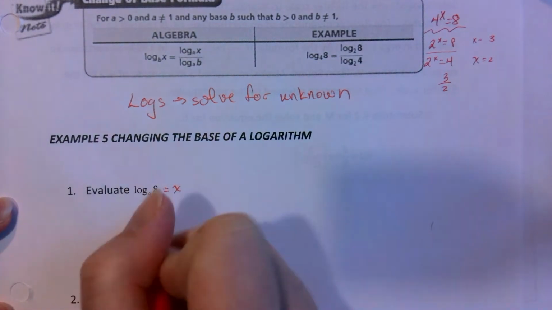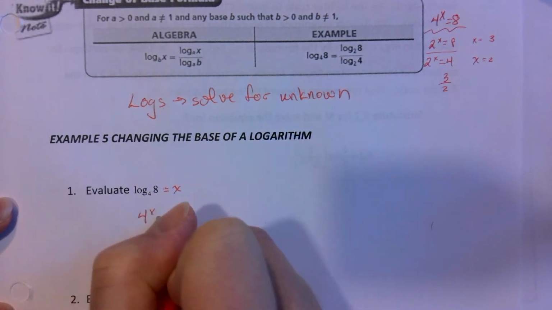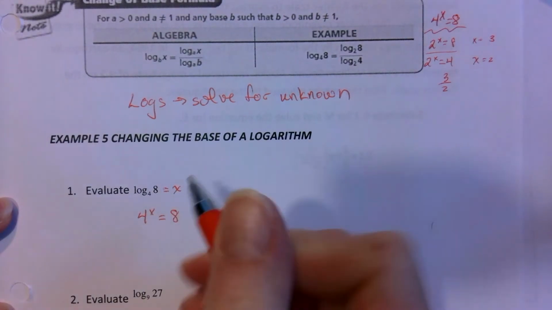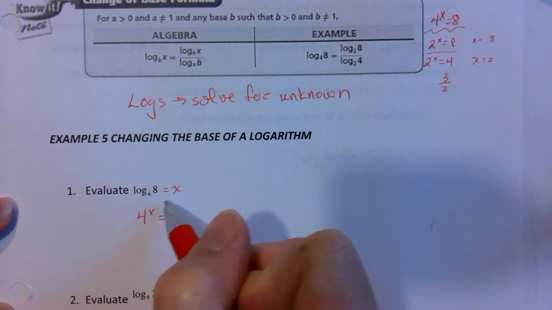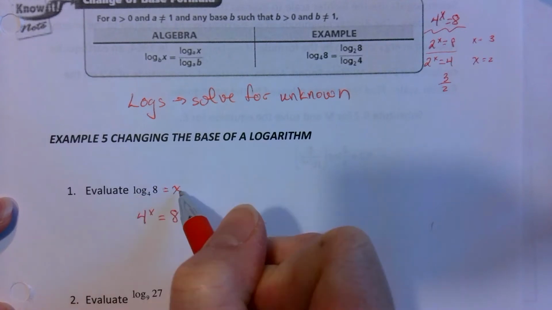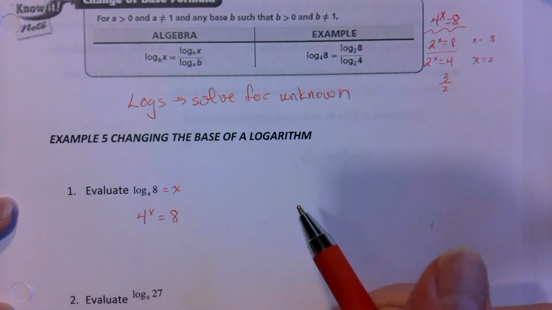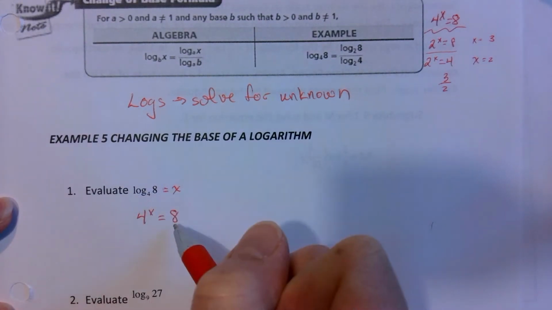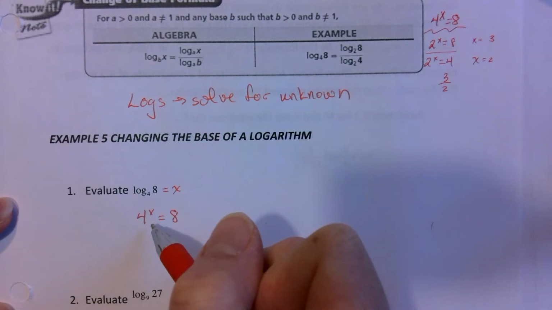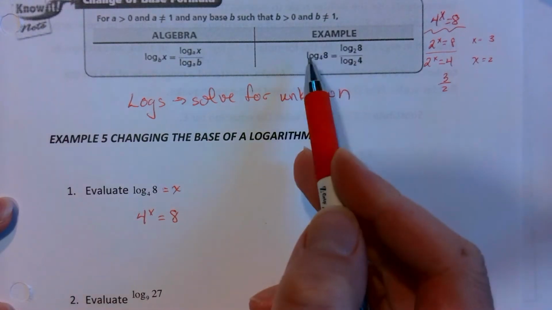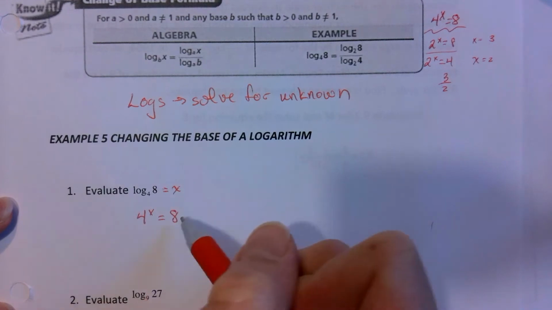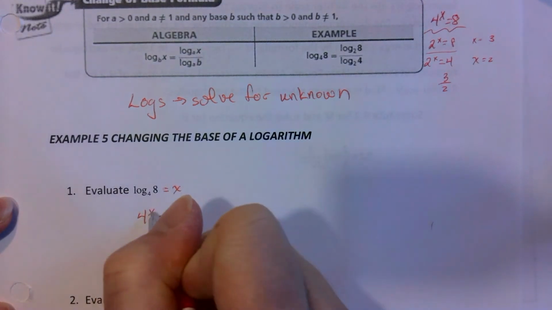And so I'm going to take this out, and it's going to be 4 to some power equals 8. Okay, so log base 4 is my base, 4 to the power of x is 8. Logs solve for exponents, that's why x is my exponent. And now that I have 4 to the x equals 8, I can again think about what am I doing. It's the same problem we started with up here.